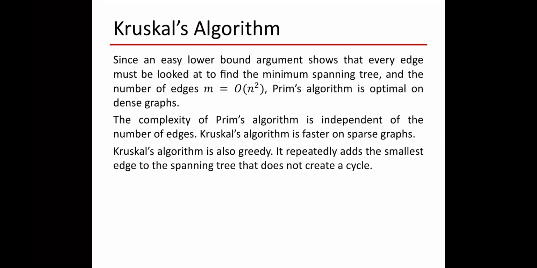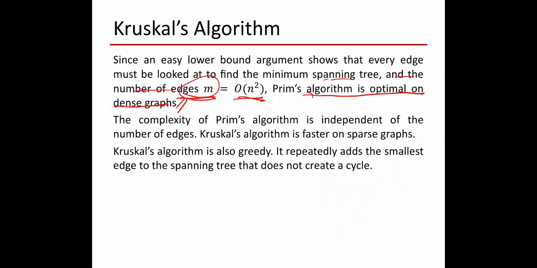So Kruskal's algorithm, the next algorithm, uses the global view. An easy lower bound argument shows that every edge must be looked at to find the minimum spanning tree, and the number of edges is n squared in the fully connected graph, and Prim's algorithm is optimal on dense graphs.